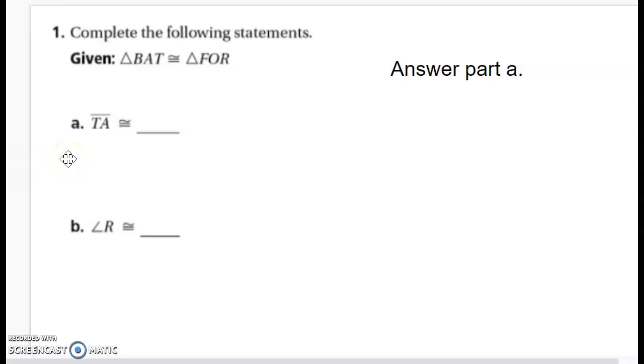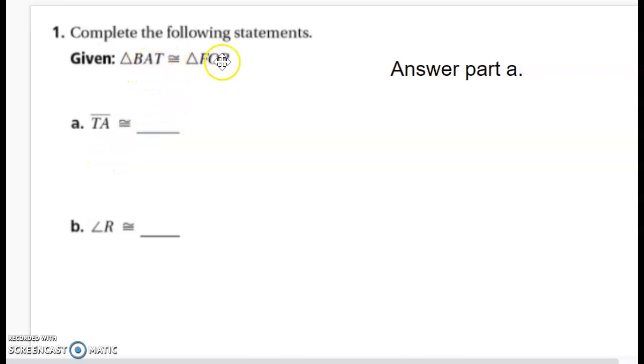For the next one, we're looking at completing the following statements. So, given two triangles are congruent, how do we prove that? Well, let's look at what we've got. It says triangle BAT is congruent to triangle FOR. So that means that angle B and F are congruent, angle A and O are congruent, angle T and R are congruent. It also means that the sides are congruent.